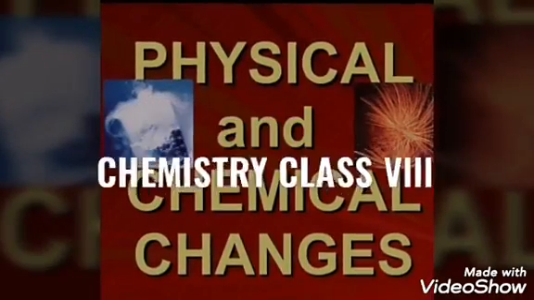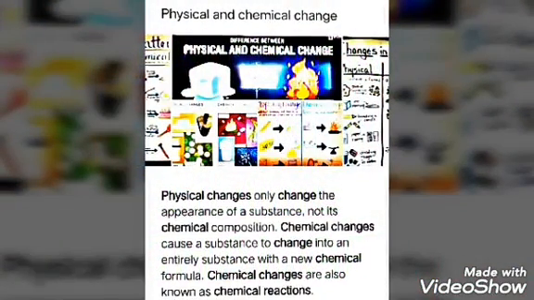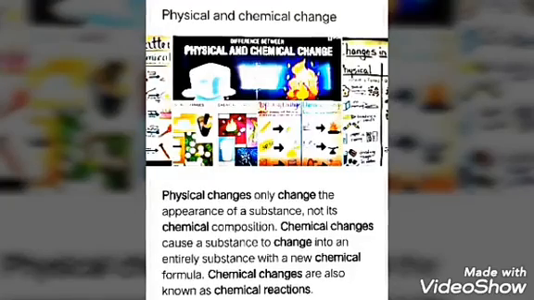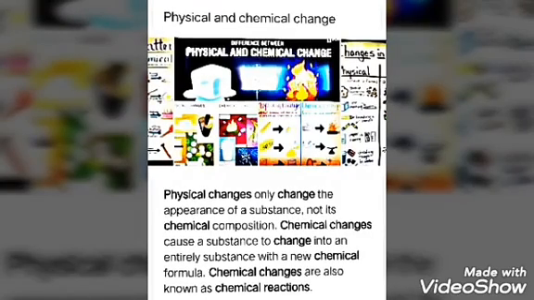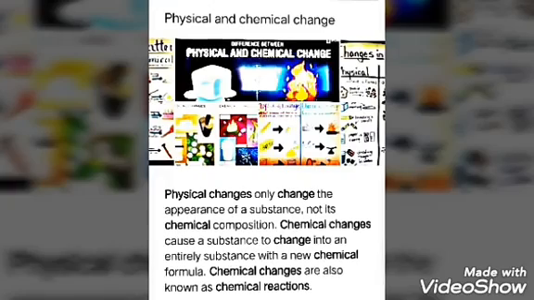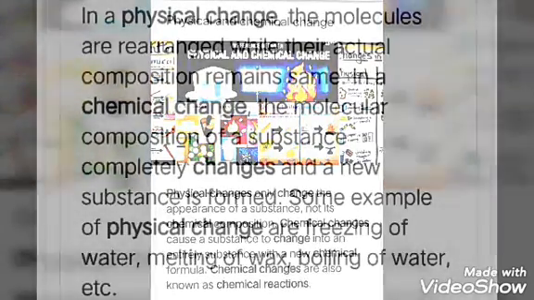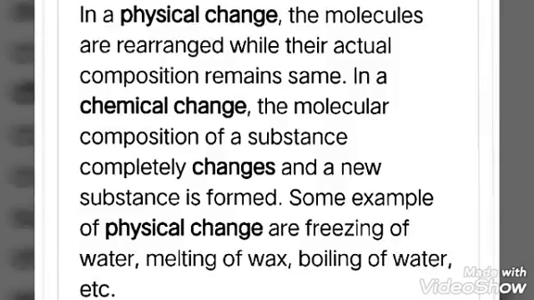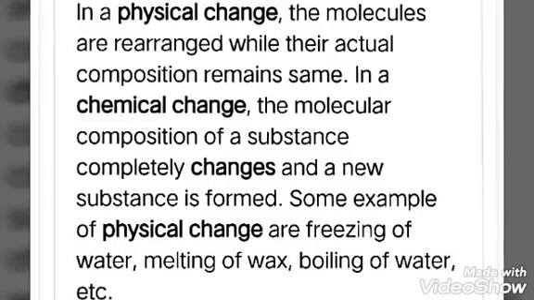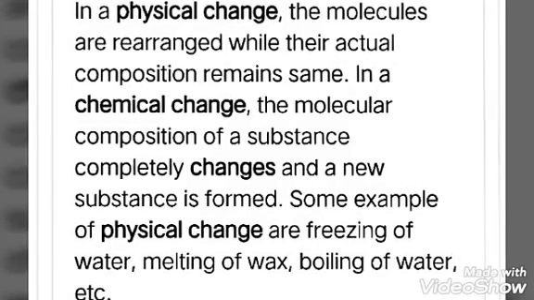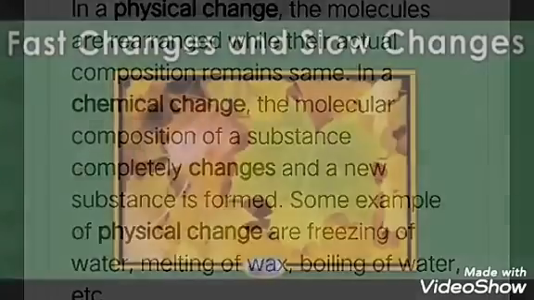Physical and chemical changes. A change in which only the appearance of a substance changes is called a physical change, whereas a change in which chemical composition also changes and a new substance is formed is a chemical change. In a physical change, the molecules are rearranged, but their actual composition remains the same. In a chemical change, the molecular composition of a substance completely changes and a new substance is formed.